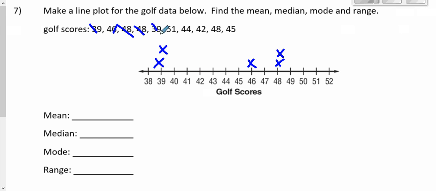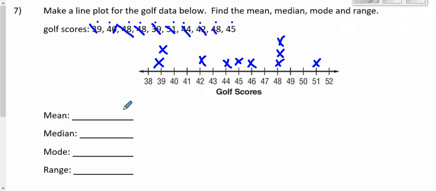39. And I know it seems silly, guys, but seriously, cross these off, because if you don't, you're going to say, oh, I didn't do that one yet, and you're going to accidentally do one twice, or it's easier to skip one. So as you do it, please cross off. Okay, and 45. Another strategy to make sure you really got all the data points is to count. I have 1, 2, 3, 4, 5, 6, 7, 8, 9, 10 numbers here, so I should have 10 X's. 1, 2, 3, 4, 5, 6, 7, 8, 9, 10. Perfect. I have my golf scores in my line plot.